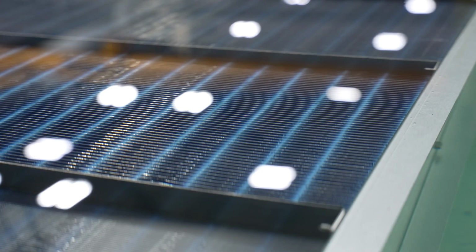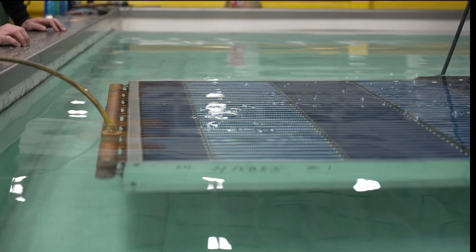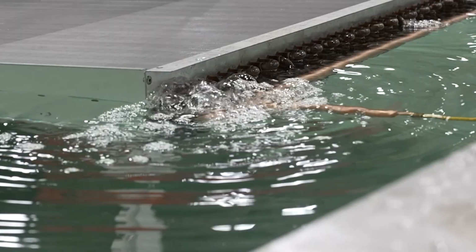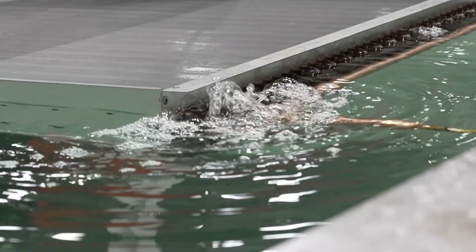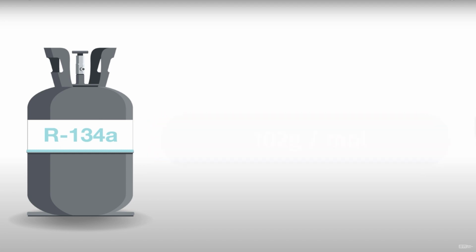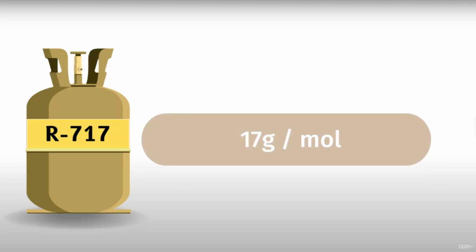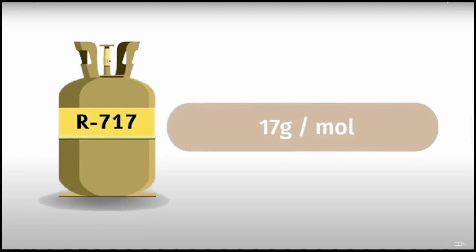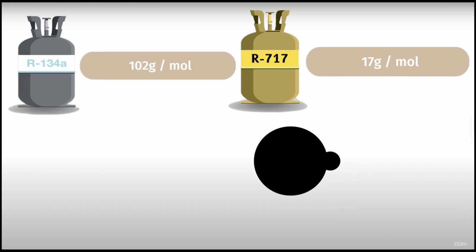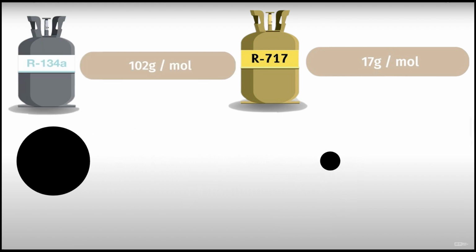Not all coil leaks are the same. Things like leak severity and variance in the molecular size of the working fluids preclude a one-size-fits-all leak testing method. For example, R134A has a molecular mass of 102 grams per mole, whereas ammonia is only 17 grams per mole. So a pinhole just big enough to allow ammonia to escape would have to be several times larger to constitute a leak in an R134A system.